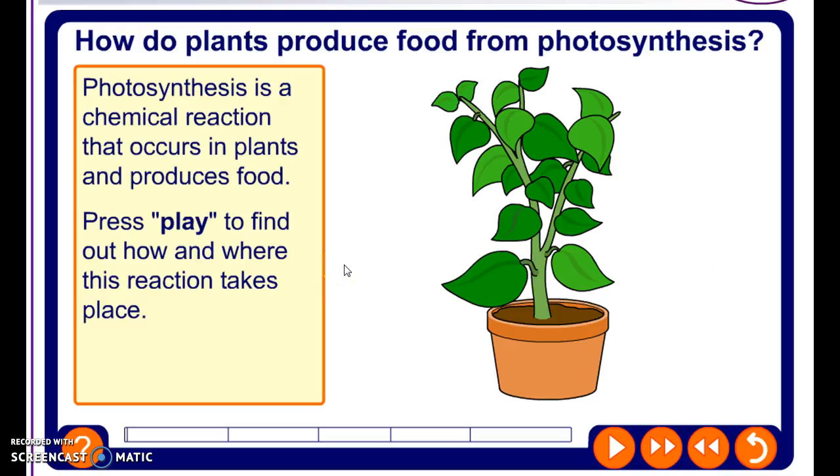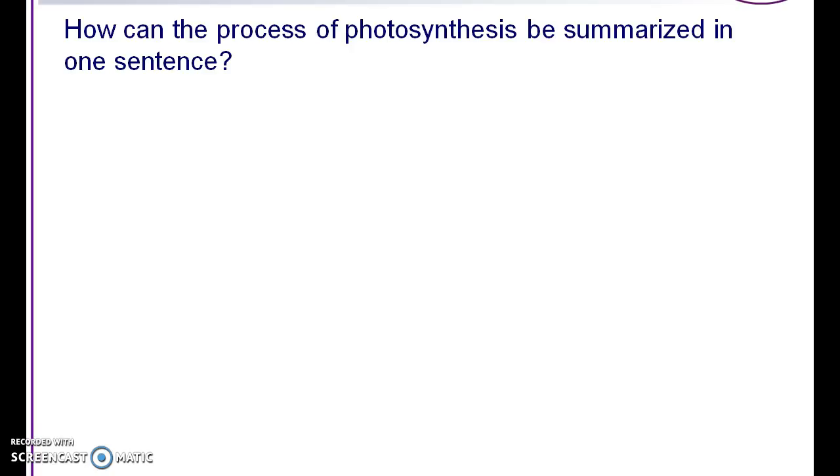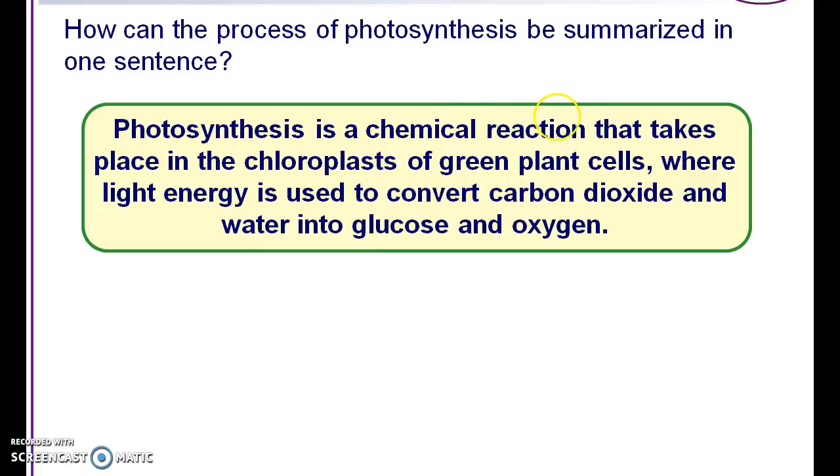How do plants produce food from photosynthesis? This is the plant. Photosynthesis is a chemical reaction that occurs in the plant and produces food. Press play to find out how and where this reaction takes place. Summary. How can the process of photosynthesis be summarized in one sentence? Photosynthesis is a chemical reaction that takes place in the chloroplasts of green plant cells, where light energy is used to convert carbon dioxide and water into glucose and oxygen.